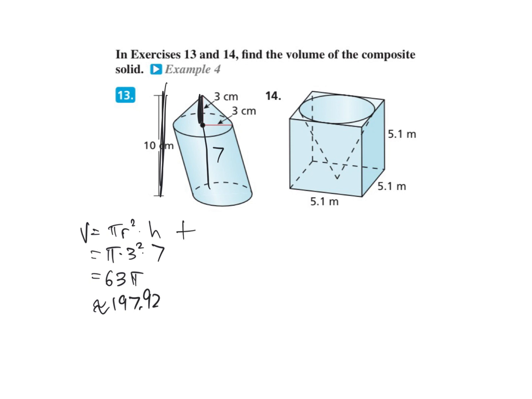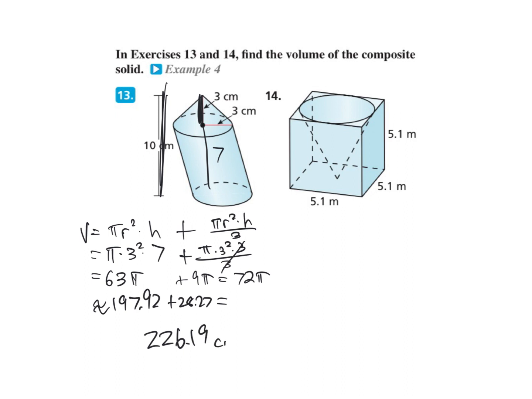We got to add the volume of the cone. So the volume of the cone is pi r squared times the height, and then you divide by 3. So here we have pi times 3 squared times 3. The height of the cone is 3. Then you're dividing by 3. All right, so really it's 9 pi. So 72 pi is the full answer, but 9 times pi, and then it's 28.27. Add those together, plus 197.92. And we get 226.19 cubic centimeters.